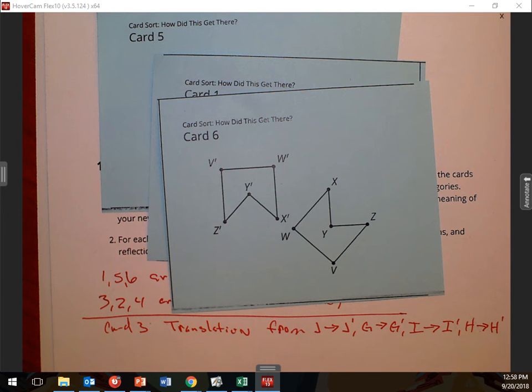Now, is that rigid? What is the definition of rigid? Is that the same shape or size? So it's not the same size. So that was not rigid.